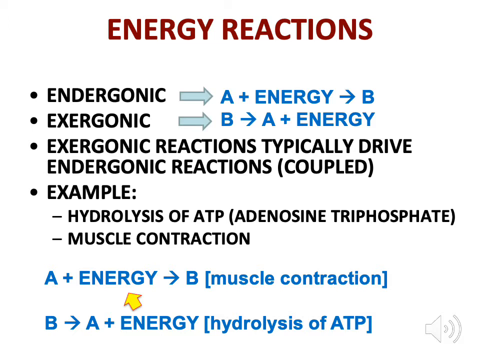There are endergonic reactions, which are energy-consuming reactions. You will see here reactant A plus energy yields product B. That's an energy-consuming reaction, an endergonic reaction. And then we have exergonic reactions: B yields A plus energy. Now, as a rule, endergonic reactions and exergonic reactions are coupled. You cannot have one without the other. And the reason is because of that law of conservation of energy.